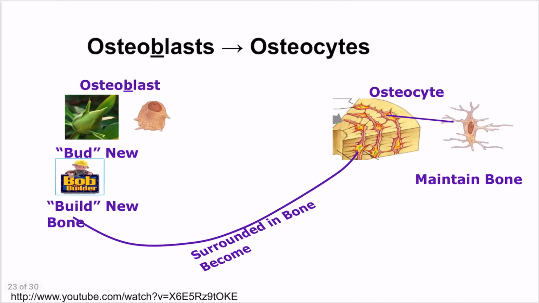These are going to secrete our extracellular matrix until they become surrounded and can't move anymore, and now they have matured into osteocytes. Osteocytes' job is to maintain bone. They communicate with one another via canaliculi.